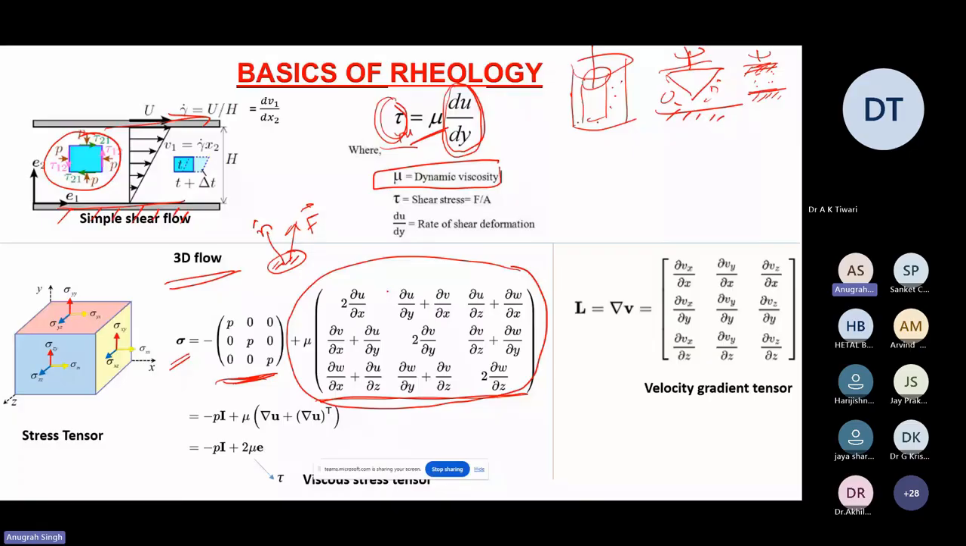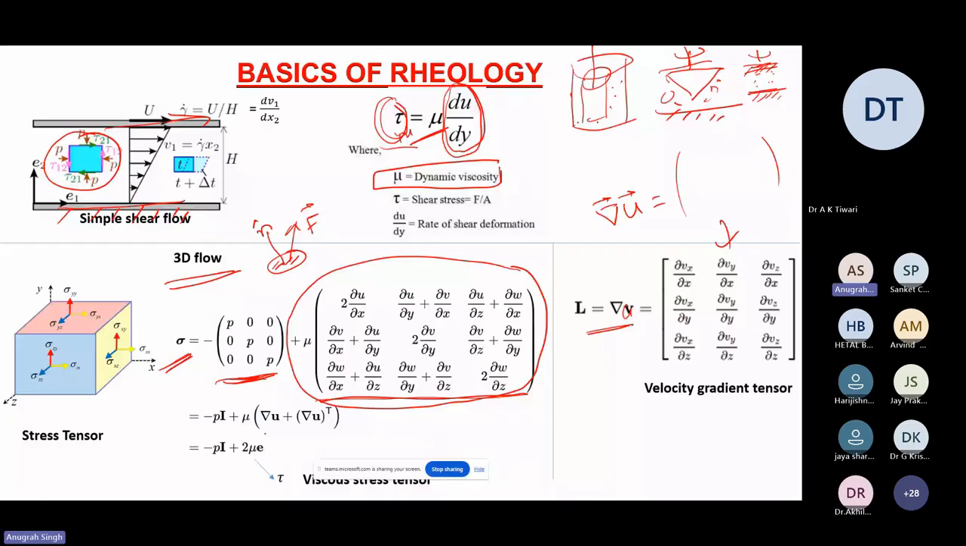So in the conventional notation, you can write minus pi I, where I is the identity matrix, plus mu times grad u plus grad u transpose. And what is grad u? Grad u is the velocity gradient. It's not del dot u, right? Grad u, see, this is a vector, this is a vector. So again, it has nine components. It's called a second order tensor, and this is also a second order tensor.